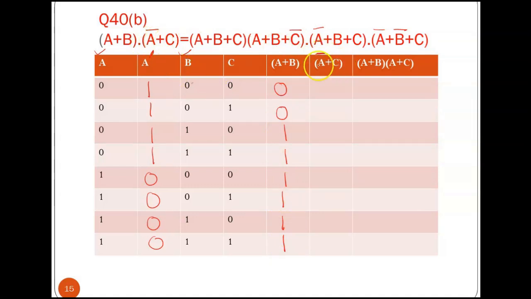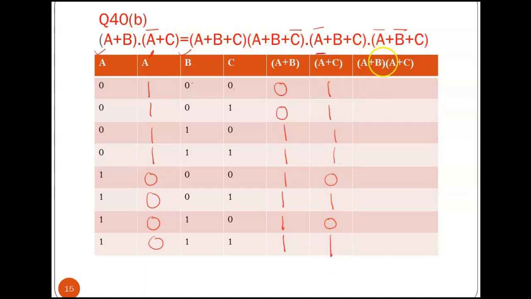This is A bar plus C, right? This is A bar and C. So of these two, if any one is true, it will give you a true result. So 1 plus 0 is 1, 1 plus 1 is 1, 1 plus 0 is 1, 1 plus 1 is 1, 0 plus 0 is 0, 0 plus 1 is 1, 0 plus 0 is 0, 0 plus 1 is 1.